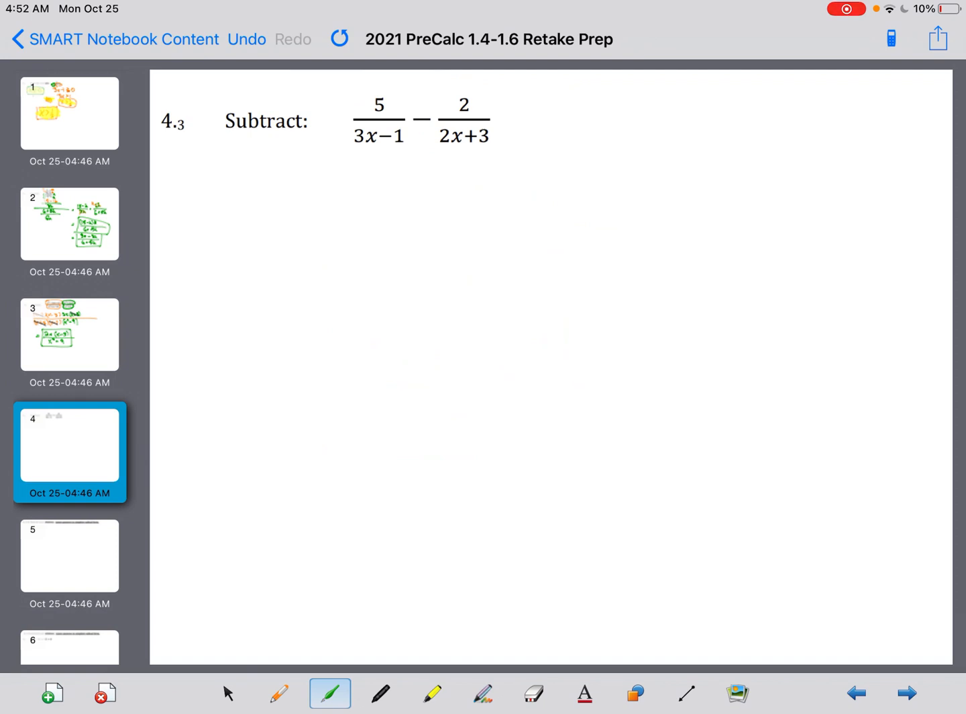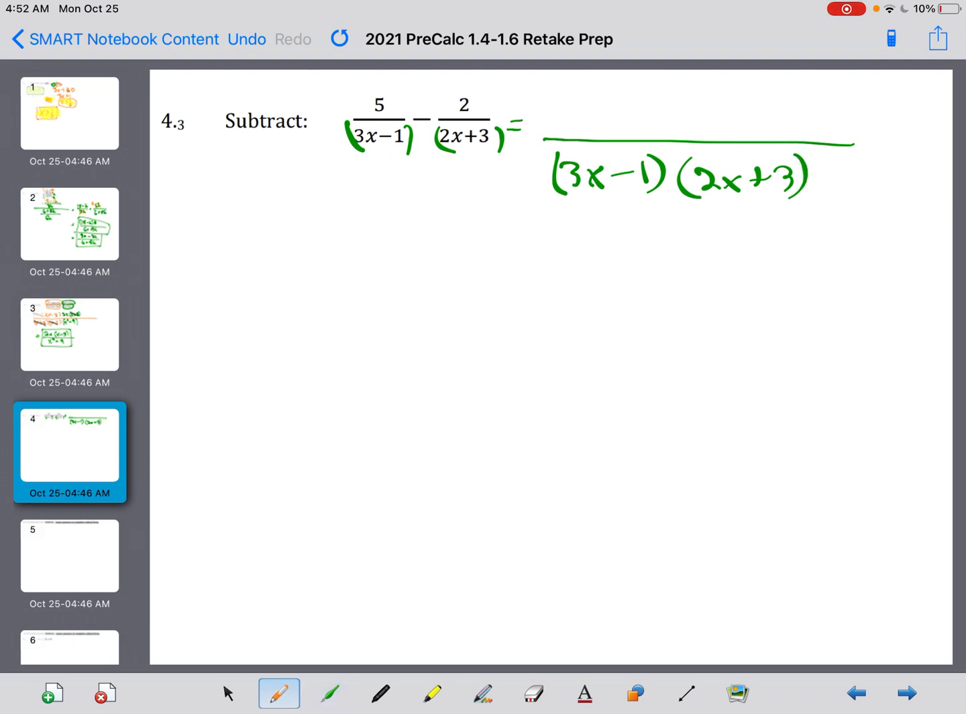Continuing here with number 4. This is a least common denominator problem. So we have to think of this as a single factor, this as a single factor. So we have two distinct denominator factors. Now that means this 5 has to get multiplied by the 2x plus 3. And then this minus 2 has to get multiplied by the denominator factor it does not have compared to the common denominator.